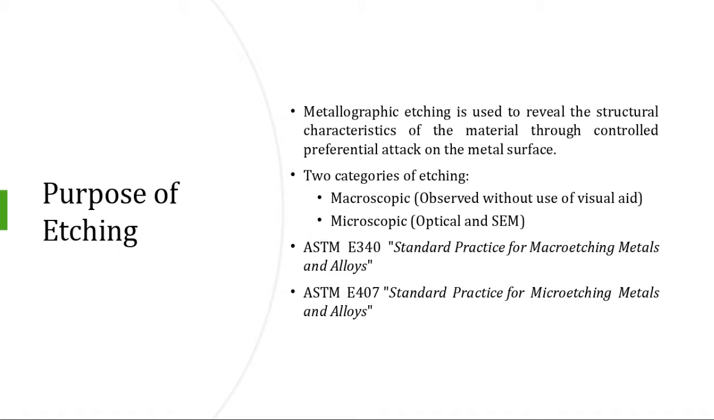The standards that are typically associated with macro etching is ASTM E340, and for micro etching of metal alloys would be ASTM E407.